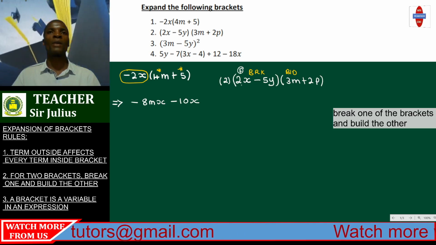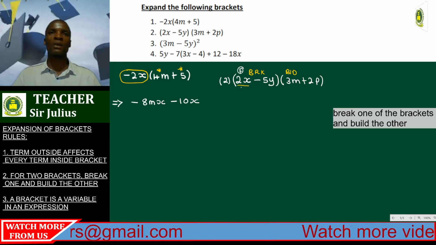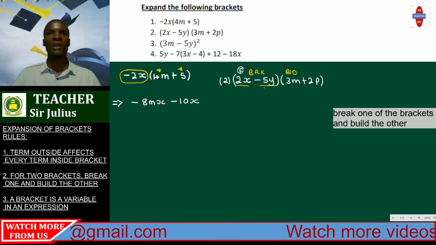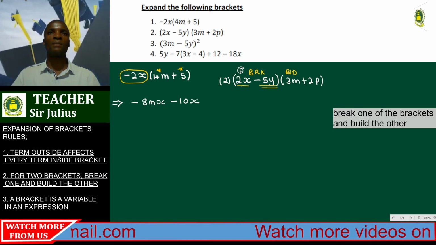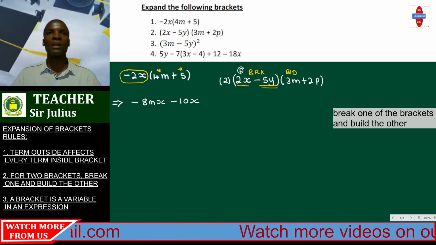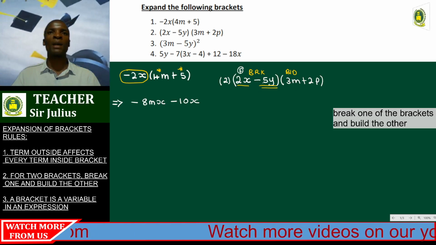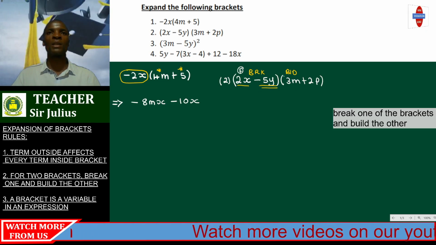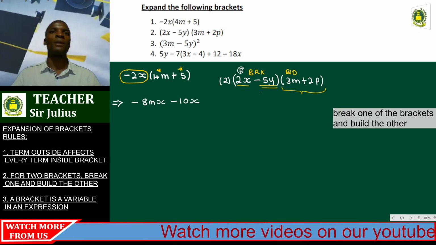Okay, you are right, we have got 2 components. 2x is the first component, minus 5y is the second component. So when we break it, this means 2x as a component, we will build the second bracket, and then minus 5y as a component, we will build the second bracket as well. Okay, let us do that.